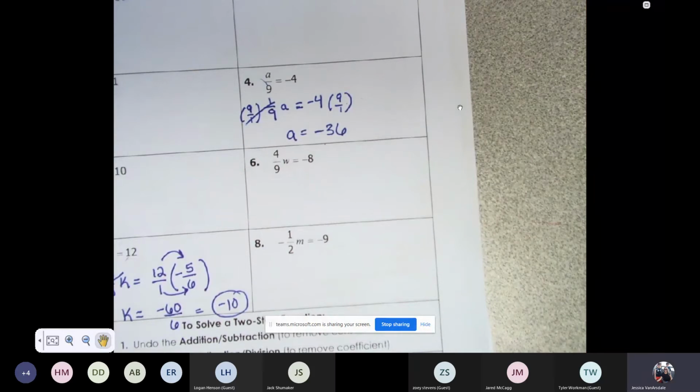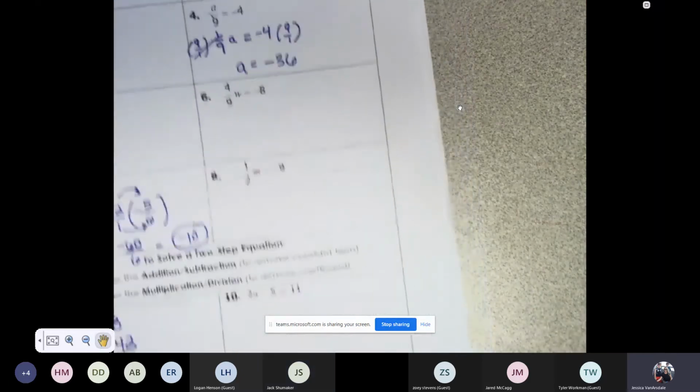Whoever needed help with 4? I can't see your names when I'm on this full screen mode. Yeah. You sure? Yeah. Okay. Who needed, or it doesn't matter who.